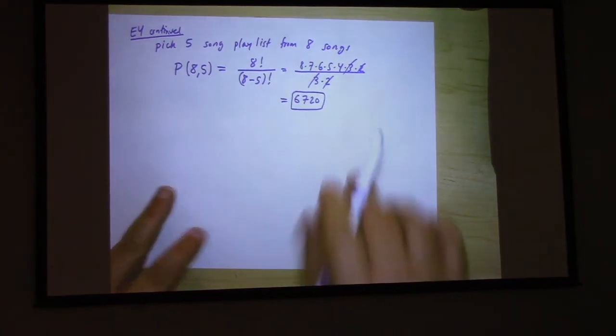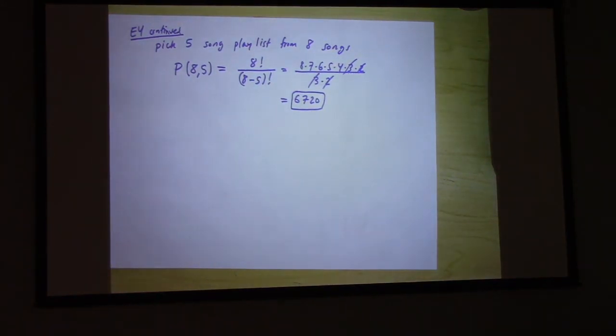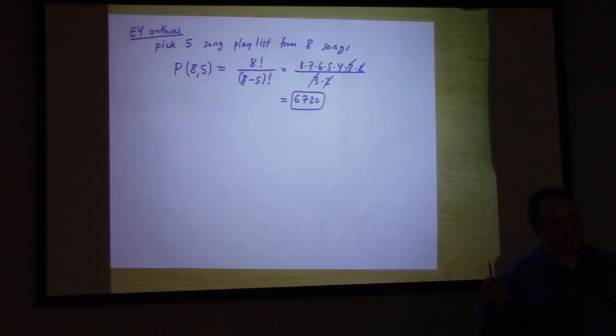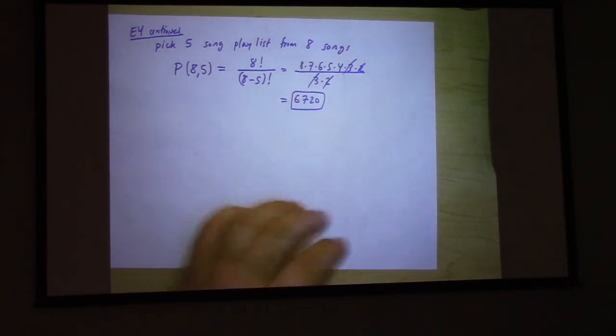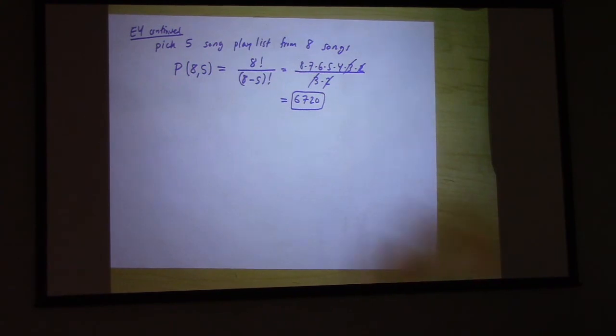So there's a lot more playlists that you can form if you're picking 5 songs, right? But keep in mind here, we're saying that the order of the songs matters. The playlist which plays Thriller first and California Girls second is different than the playlist which plays California Girls first and then Thriller second. So the order matters. That's why we're using permutation to count the number of playlists. Let's move on here.